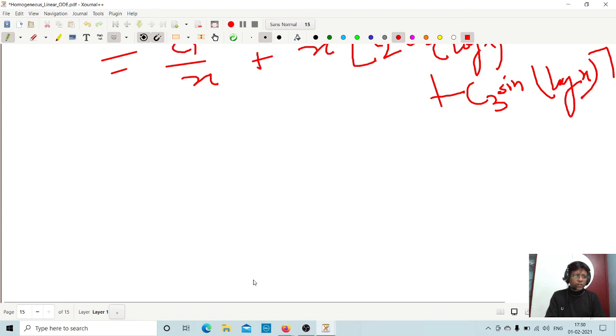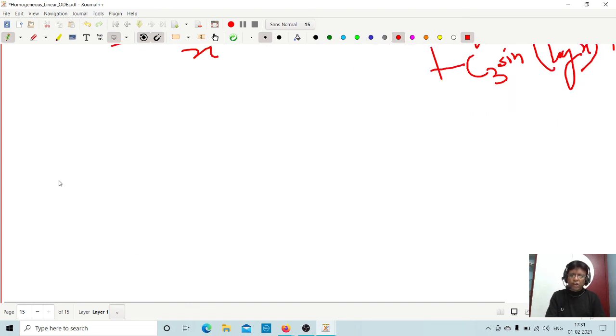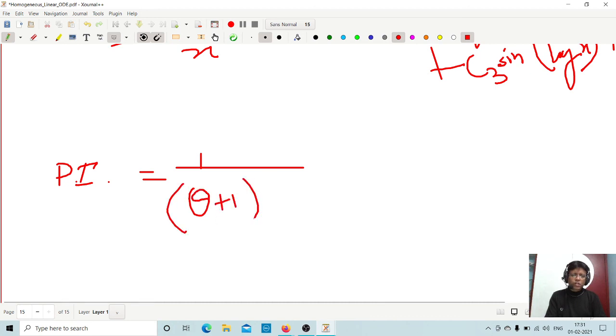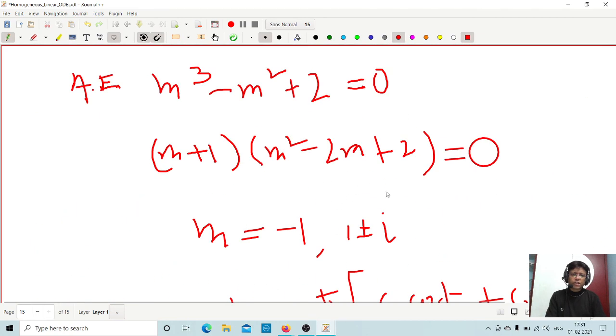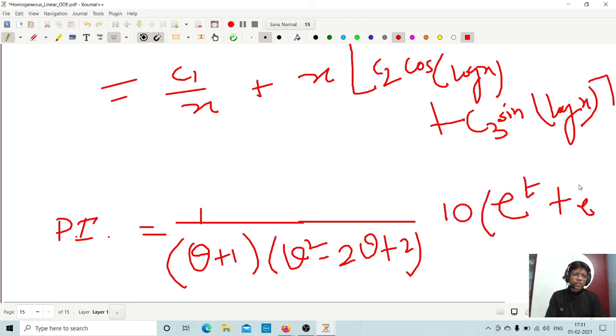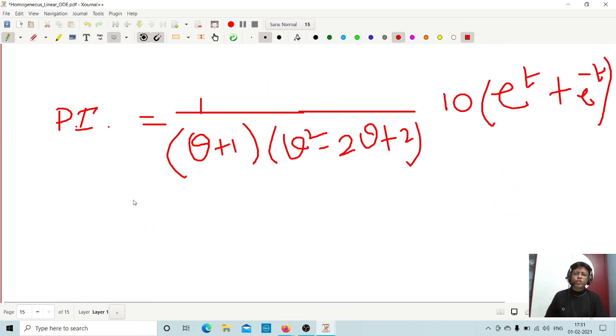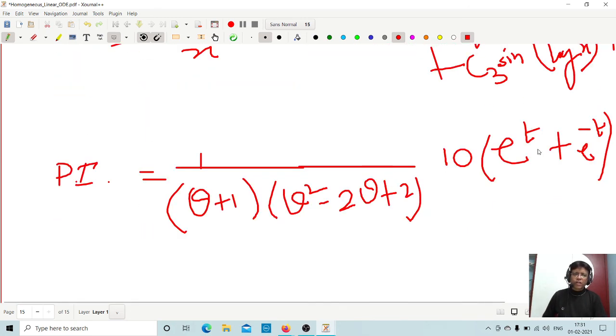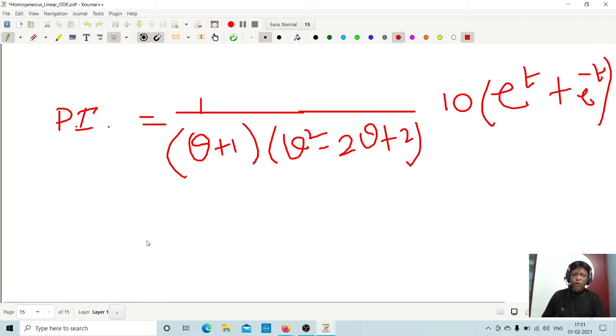And you can check for the particular integral. PI will be 1 by theta plus 1 into theta squared minus 2 theta plus 2. Yeah, that was the factor, into 10 e to the power t plus e to the power minus t. Okay, exponential. So you can check your calculation. If you substitute for e to the power t, it will not be 0.